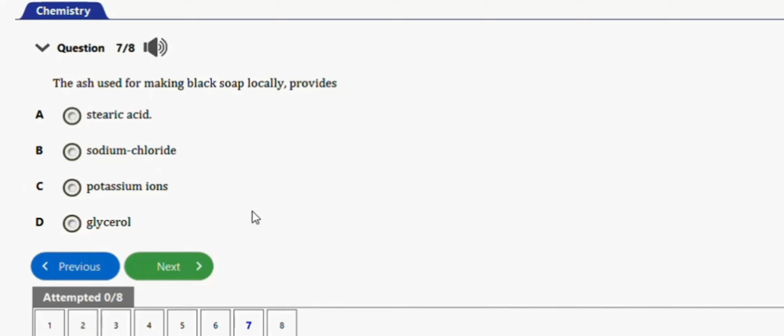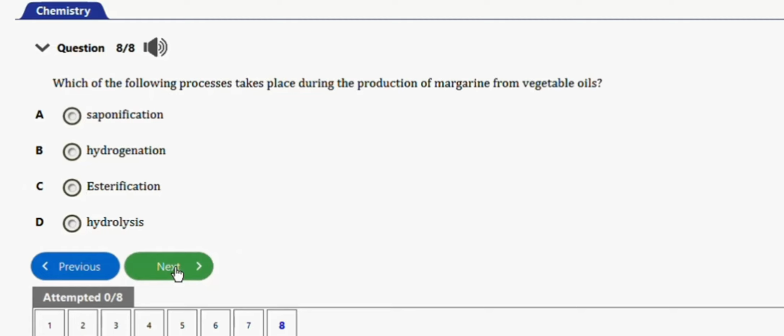The last question I have here before I end this video will be this one. It says which of the following processes takes place during the production of margarine from vegetable oils. So the right answer would be hydrogenation, option B.